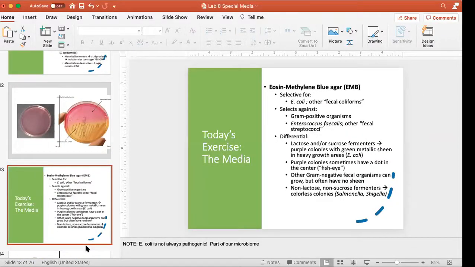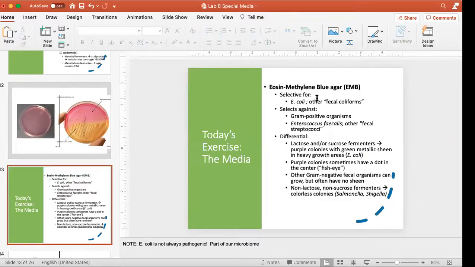Now, the other special media that we're using is this EMB media. Now, this one's a little more complicated to understand, so make sure you jot down these special features of EMB in your notes. EMB is selective for E. coli and other fecal coliforms.